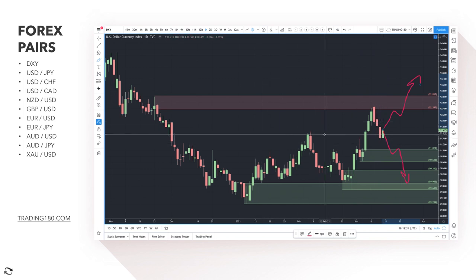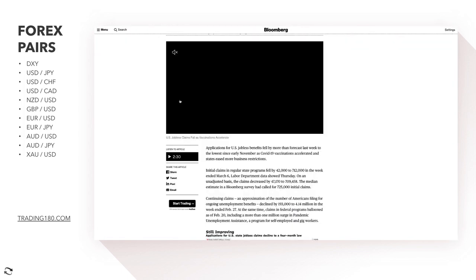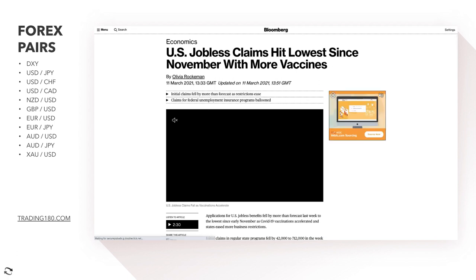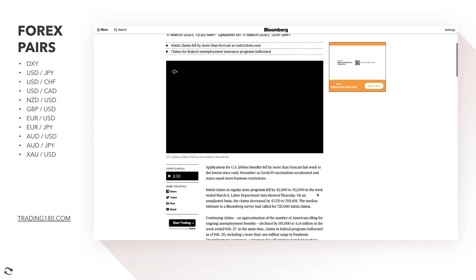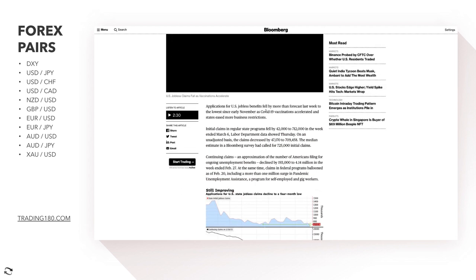This just adds some confluence to your trade when it comes to the technicals. But again, we understand that technicals aren't what move the markets. It is fundamental analysis. And the reason for the recent dollar strength is that the dollar is back on track when it comes to employment and GDP. US jobless claims hit their lowest since November with more vaccines. Initial claims fell by more than forecast as restrictions eased. Claims for federal unemployment insurance programs ballooned, but the point is that unemployment is going down.